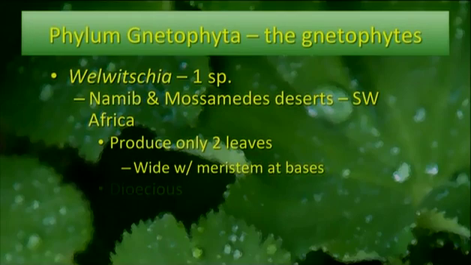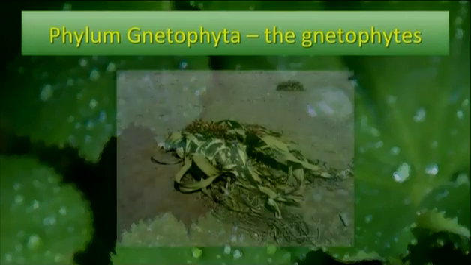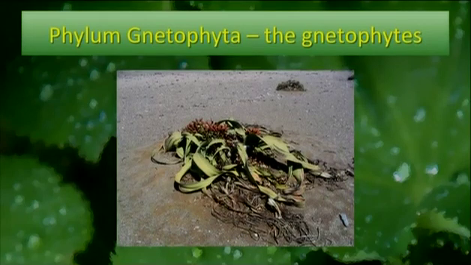These plants are also dioecious. Remember, male in male plant, female in female plant. So here's a look at Welwitschia. That's a very unusual plant that I actually saw at Huntington Garden years ago.